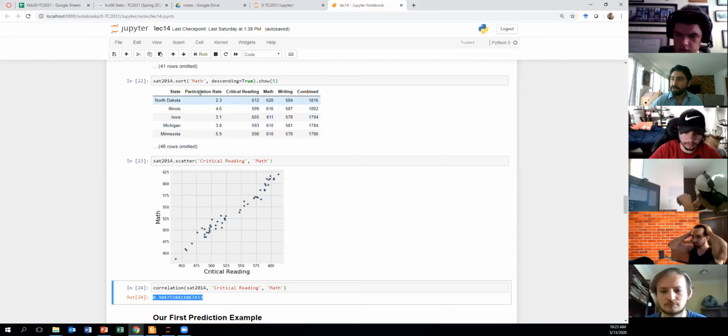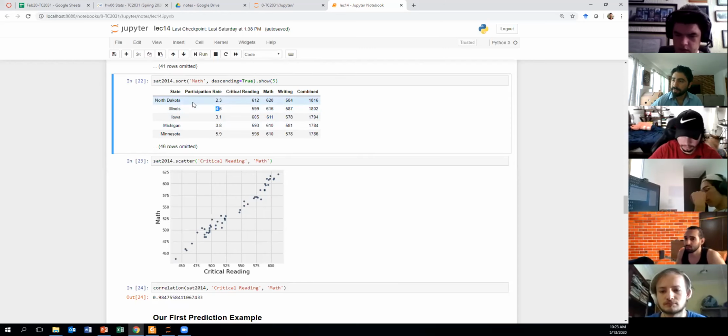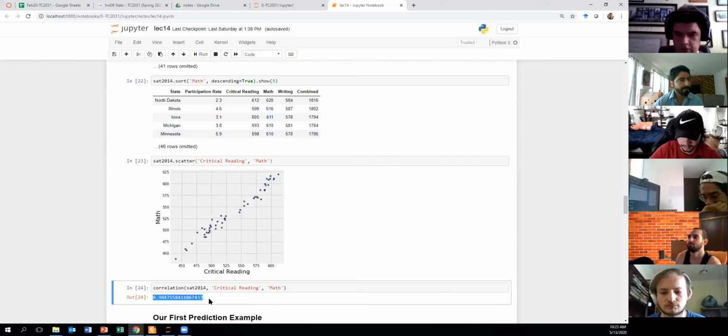And then again, you see their participation rate is different for different states. For example, here, only 2.3% of the students are taking the SAT exam. So we cannot extend this to say that for individual students, if you're good at math, you are good at critical reading. That might be the case, but we just can't conclude it from this particular data or these particular correlations.